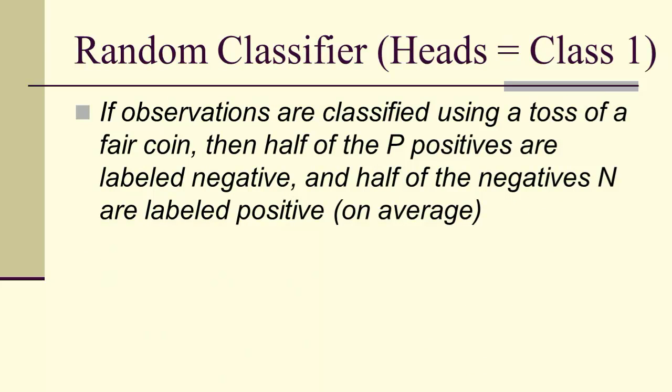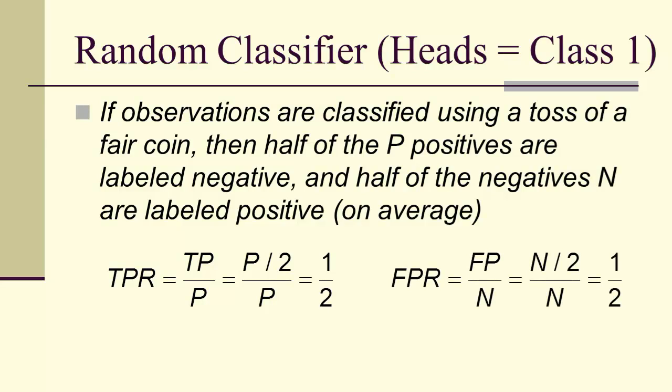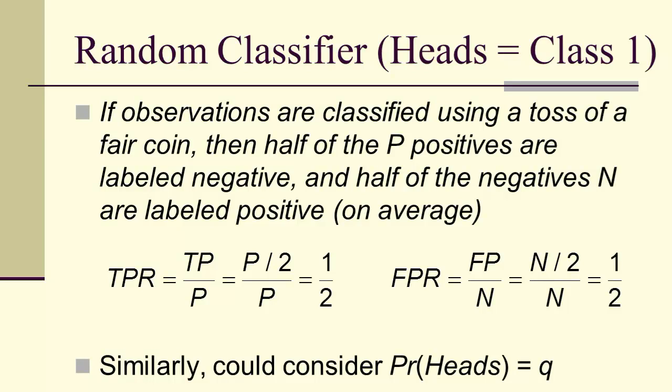And now let's look at our random classifier. If we were to use a coin toss, then on average half of the positives would be labeled negative and half of the negatives would be labeled positive. And that would give us a true positive rate of 1/2 and a false positive rate of 1/2. And in general, and we'll actually see this later on, we could look at the same idea only using a coin that's biased, so there's a probability of q, which is not necessarily 1/2, of getting a heads.